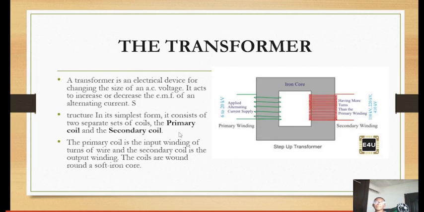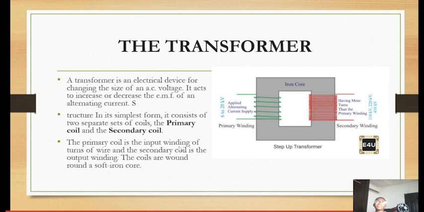The transformer. A transformer is an electrical device for changing the size of an AC voltage. It acts to increase or decrease the EMF of an alternating current. Structure: in its simplest form, it consists of two separate sets of coils, the primary coil and the secondary coil.